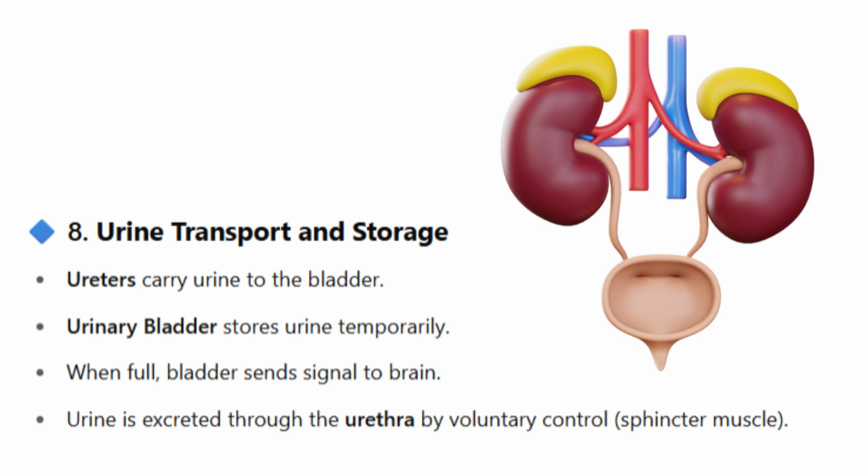As the bladder fills up with urine, it sends signals to the brain, creating the urge to urinate. Finally, urine is excreted out of the body through the urethra. This process is under voluntary control, regulated by a sphincter muscle, which allows us to control when to urinate. This entire system ensures that waste is stored and released in a controlled, efficient manner.